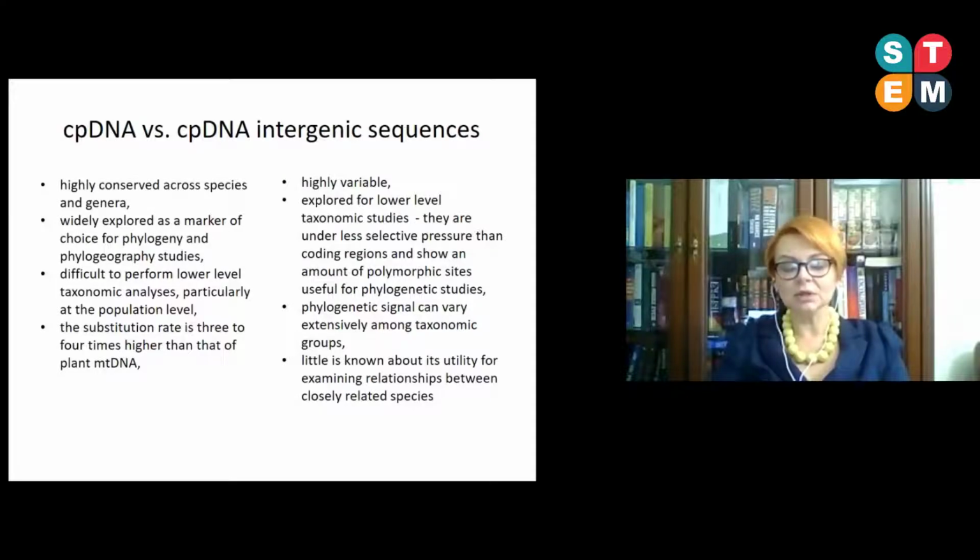In plants, non-coding chloroplast DNA regions have been explored for lower level taxonomic studies because they are under less selective pressure than coding regions and show an amount of polymorphic sites useful for phylogenetic studies. However, the phylogenetic signal of different non-coding chloroplast DNA regions can vary extensively among taxonomic groups, and the rate of evolutionary changes of different regions are poorly understood.